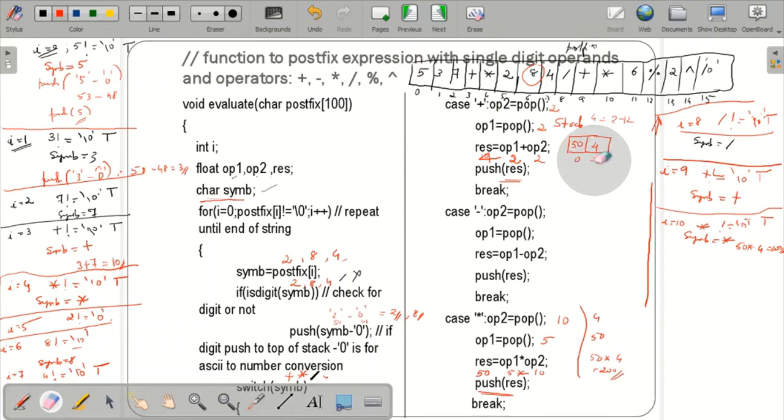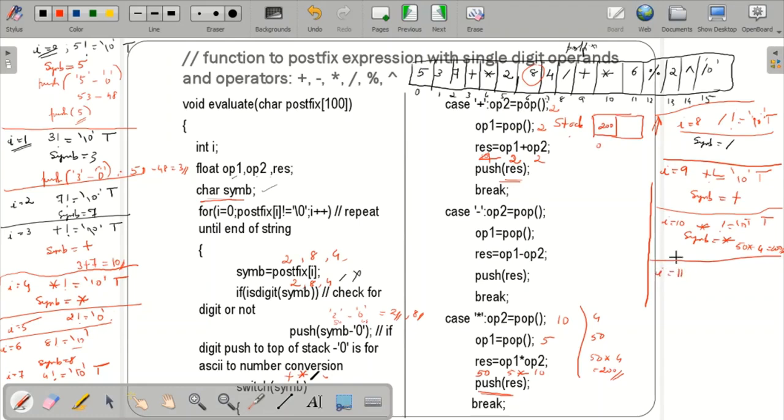So I'll just erase this stack contents. So the result is just 200 that needs to be pushed. So your stack now contains 200. Okay, stack now contains 200. So that is the 10th iteration. Next I is equal to 11.